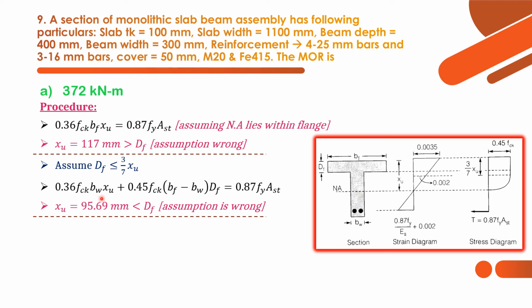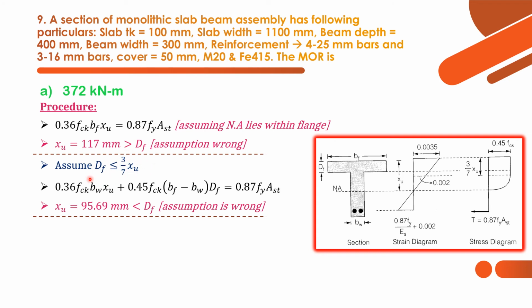That's why BW into XU plus the flange portion 0.45 FCK into BF minus BW. Here minus BW because we have already considered BW here. So that's why we cancel out the BW value by subtracting it from the BF value, into DF equal to 0.87 FY AST. So this is the basic formula when we are assuming DF is less than or equal to 3 by 7 XU.